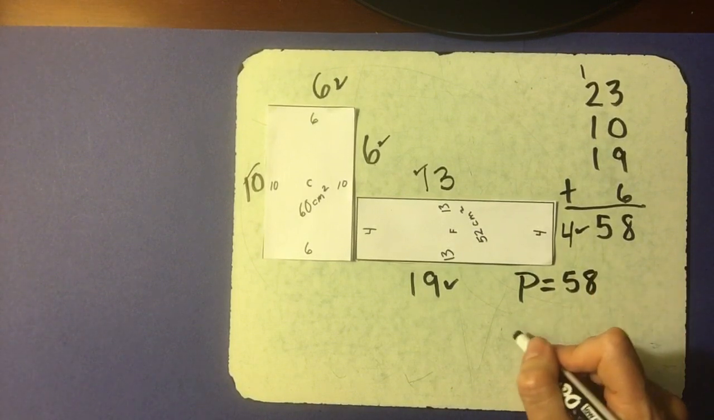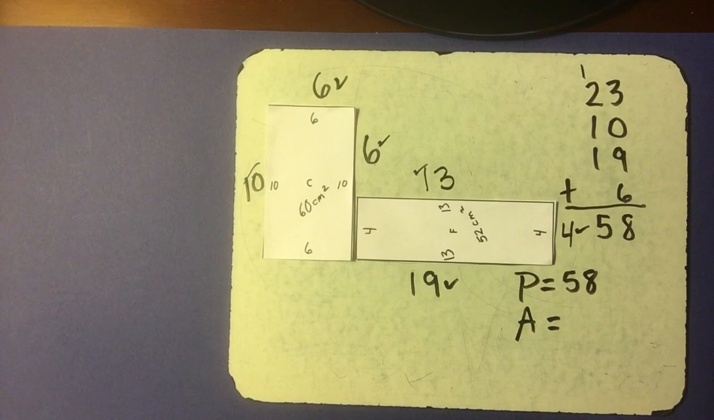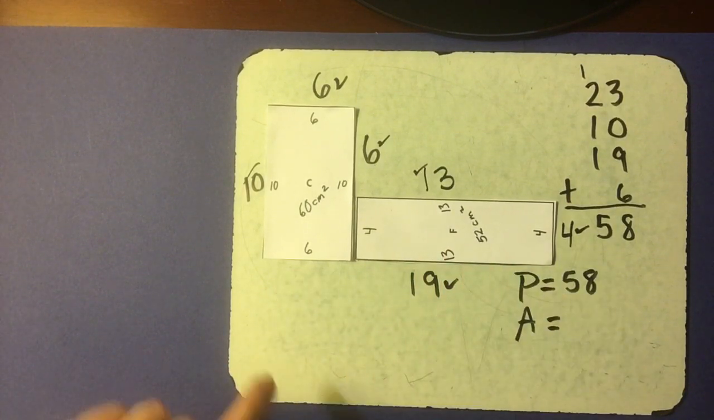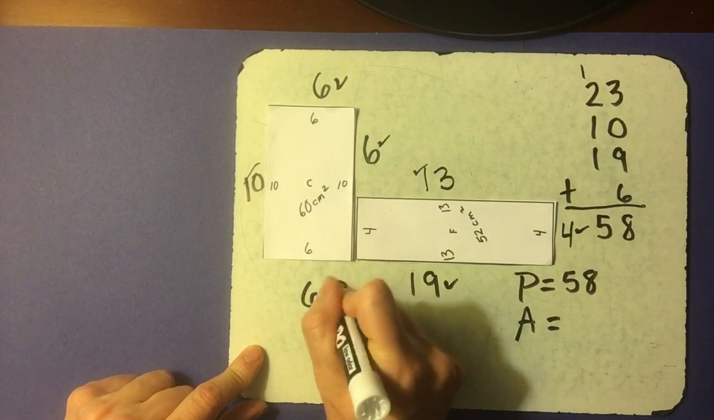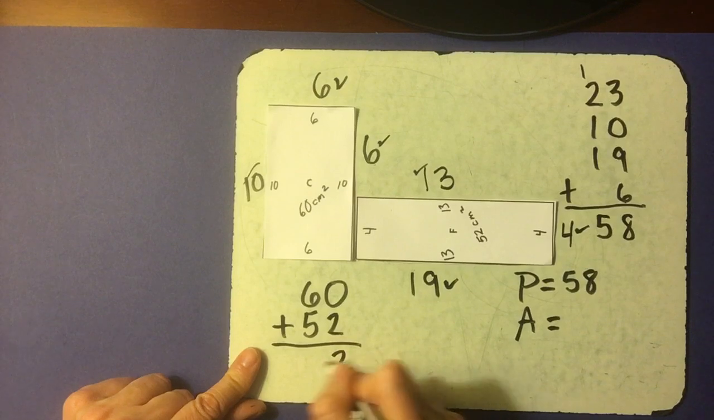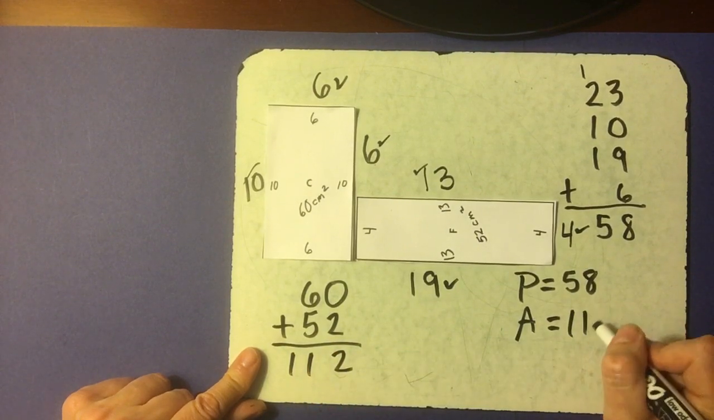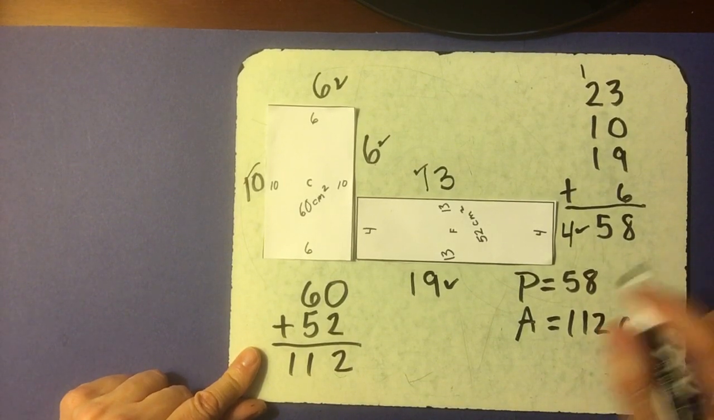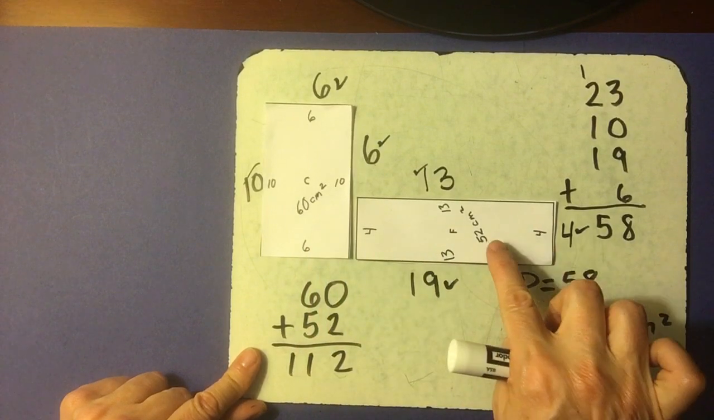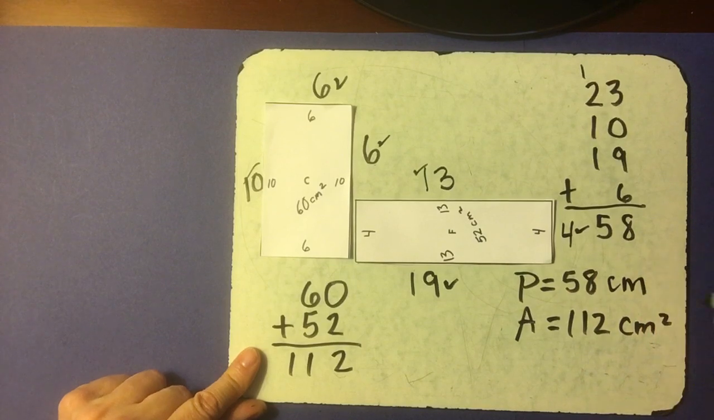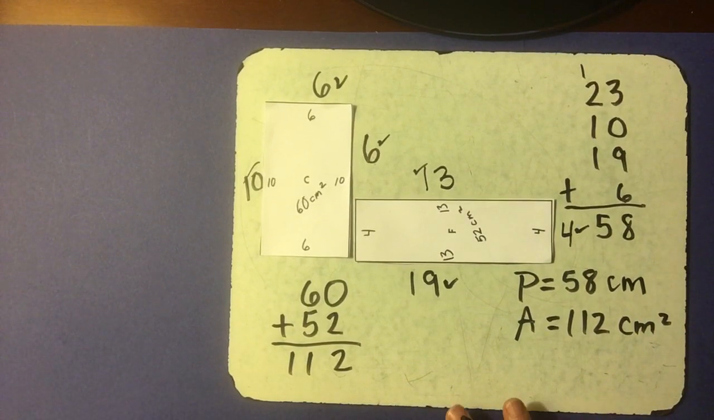Okay. Now I want you to calculate the area. How do we calculate the area with this shape? Well, we know the area of this rectangle and we know the area of this rectangle, so all we need to do is combine those two numbers. Because the area really hasn't changed, has it? It looks like it's 112 centimeters squared. The area is the same in that this is still 60 and this is 52, but it's now just combined together. So that's our answer for this one.